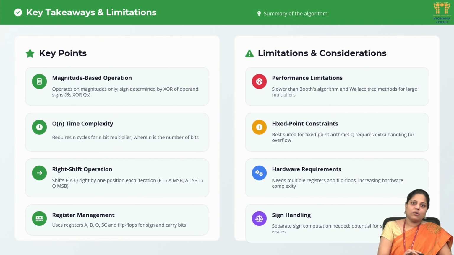Now let's see all the key takeaways and the limitations of the algorithm we have discussed till now. We have implemented the multiplication algorithm only for the sign magnitude representation, whereas we have alternate algorithms like Booth's multiplication algorithm, which is for the signed 2's complement, which we can see in the next video. Coming to the comparison of performance between these two algorithms, the algorithm which we discussed right now is a little bit slower than Booth's multiplication algorithm, which we are going to implement on the signed 2's complement representation. And also we have one more algorithm, that is the Wallace tree method.